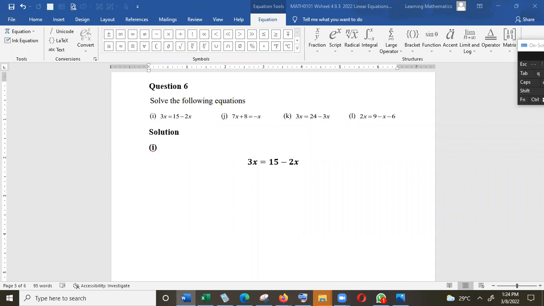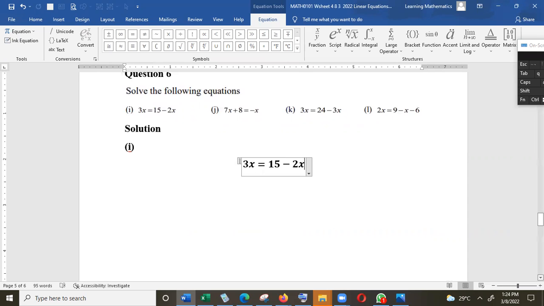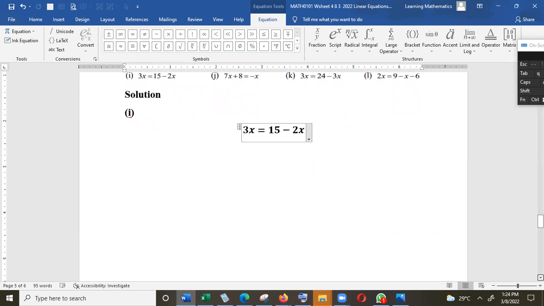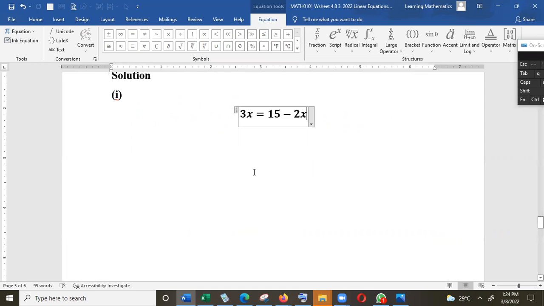Right? So for this question, it says to solve for x, and we've got 3x is equal to 15 minus 2x. Now, as you can clearly see, x is appearing on both sides of the equal sign. So you have a 3x on the left and you have a negative 2x on the right. Now, the whole idea is your final answer has to be 1x is equal to something. That's what you have to get at the final end.